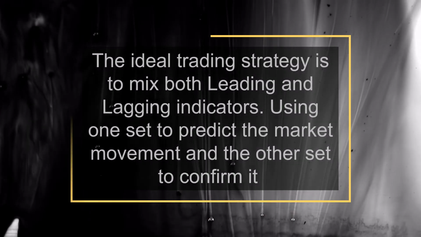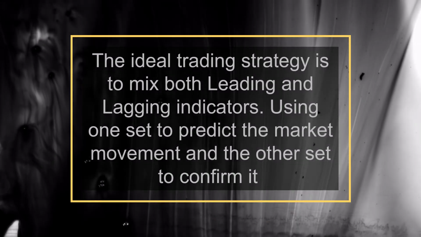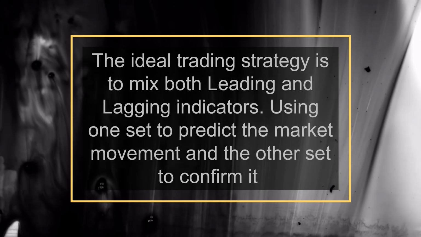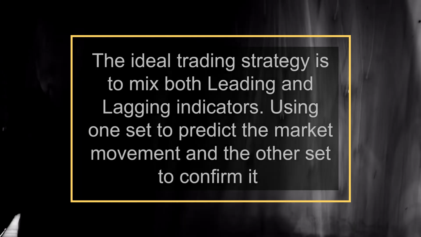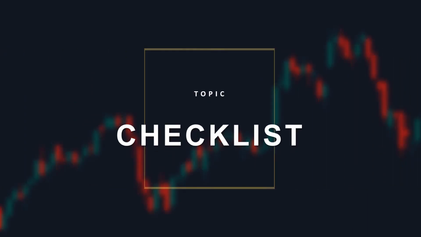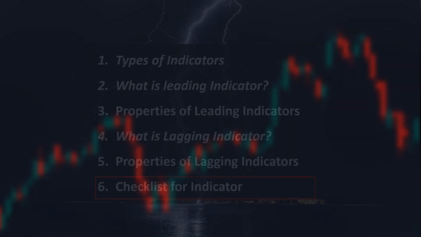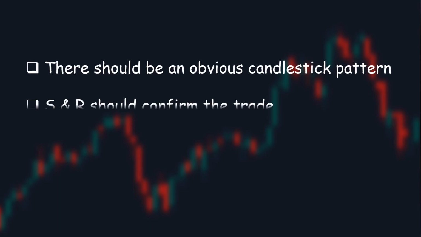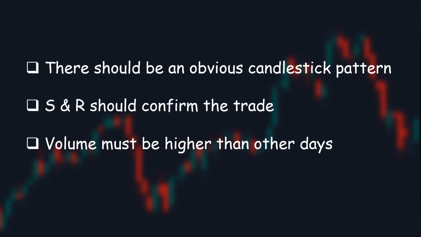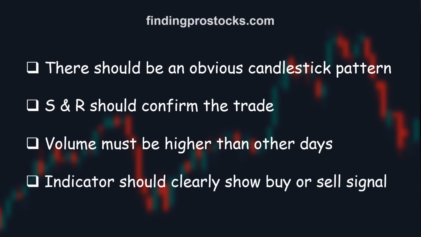Pro tip: the ideal trading strategy is to mix both leading and lagging indicators, using one set to predict the market movement and the other set to confirm it. Checklist for indicator. There should be an obvious candlestick pattern. S&R should confirm the trade. Volume must be higher than other days. Indicator should clearly show buy or sell signal. If any of the above points are not valid, then look for other opportunities. Don't expose your money to others unnecessarily.